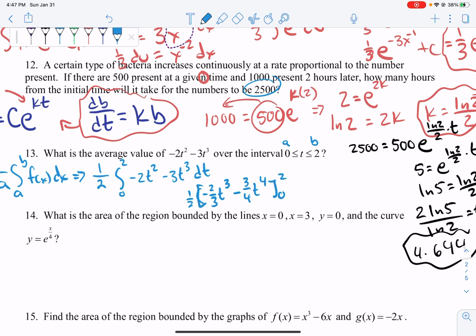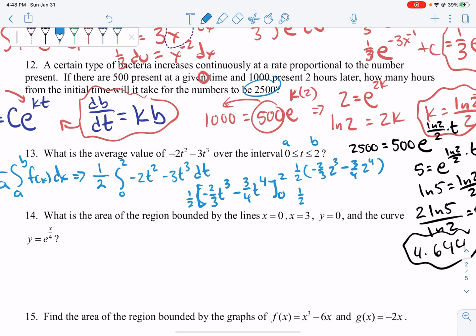All right, now normally I would have to plug in the 2 everywhere, and then I would have to plug in the 0 and subtract all of that. The nice thing is when I plug in the 0 to t, it all becomes 0. So all I really need to worry about is plugging in the 2. So I'm going to get 1/2 times negative 2/3 times 2 cubed, minus 3/4 times 2 to the 4th. And I don't have to minus the 0 because the 0 turns everything else into nothing.